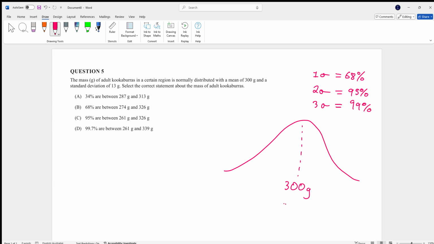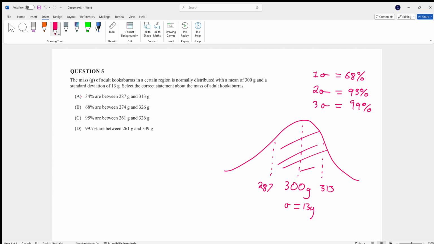So here, when they're saying the standard deviation is 13 grams, what that means is between 313 and 300 minus 13, you've got quote unquote 68% of the data. So 300 minus 13 is 287. So between these two values, that's 68% of the data.